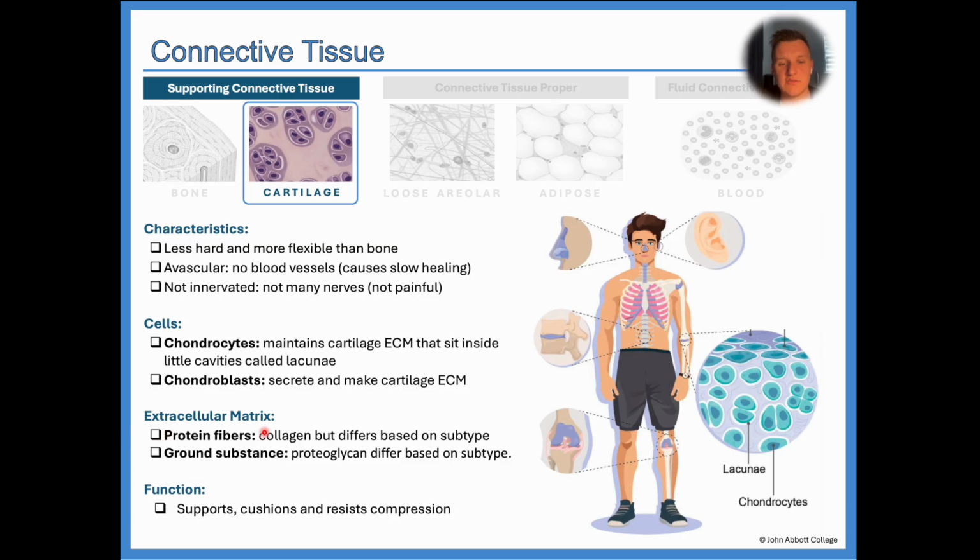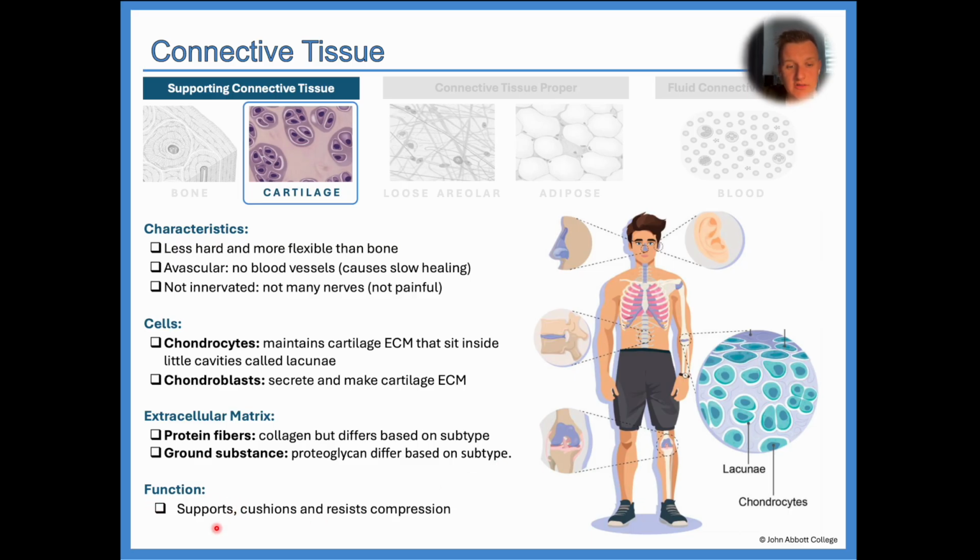Extracellular matrix, right? So what is this ECM, this light purple stuff? We have protein fibers, for example collagen, right? But it differs based on the subtype of cartilage that we have. So it's still tough, right? Cartilage is very tough, but it's not as hard as bone. So there is collagen there to make it very tough, and the ground substance has a lot of proteoglycans that differ based on the subtype. It really depends on the type of cartilage.